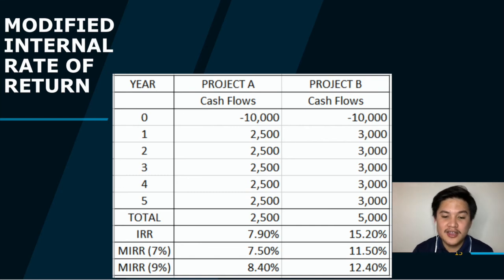So if the reinvestment rate of return is lower than the internal rate of return, the modified internal rate of return will be lower than the internal rate of return. The opposite occurs if the reinvestment rate of return is higher than the internal rate of return. So in this case, in our example, the modified internal rate of return is higher than the internal rate of return.